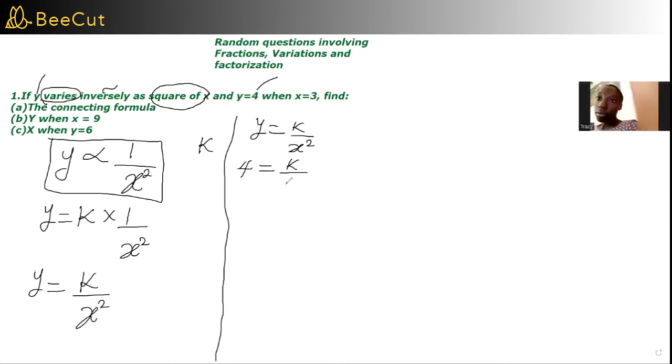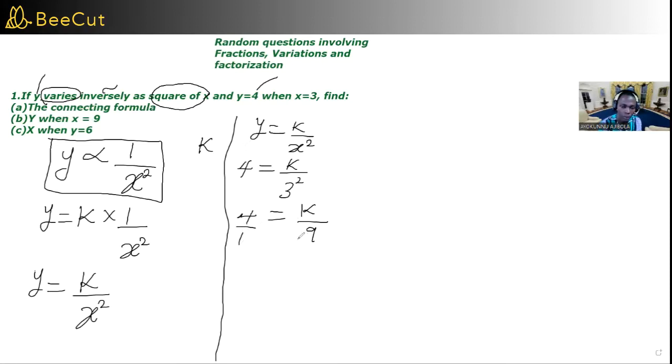3. But you are not going to write 3. What are you going to write? 3 squared. What is 3 squared? 4 equal to K over 3 squared. So it's 9, sorry. So 9. Then this is over 1.